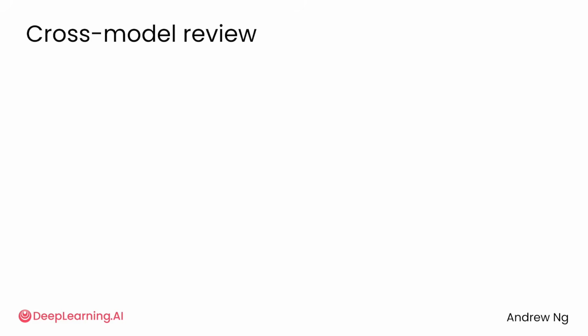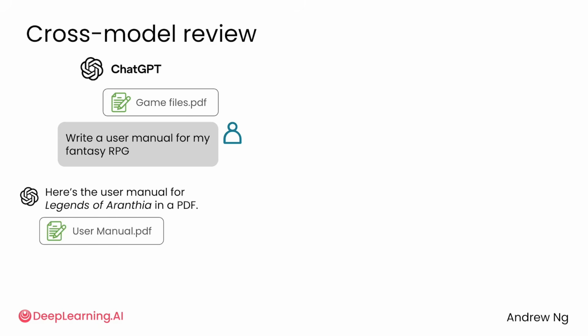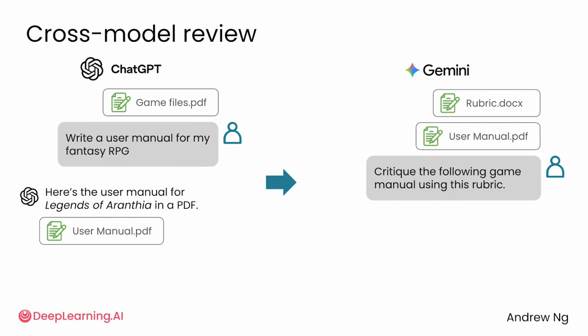We've talked about using AI to critique and, we hope, give suggestions for improving your work. It turns out that having AI critique its own work, or having one AI model critique a different AI model's work, can also help improve the results. For example, if you ask ChatGPT to write a user manual for a fancy role-playing game, then it might generate a file for you. And one thing you could do is provide a rubric for ChatGPT to critique its own work, but a neat technique is to find a different AI model, maybe Gemini, and give that a grading rubric to have Gemini critique ChatGPT's work, or vice versa.